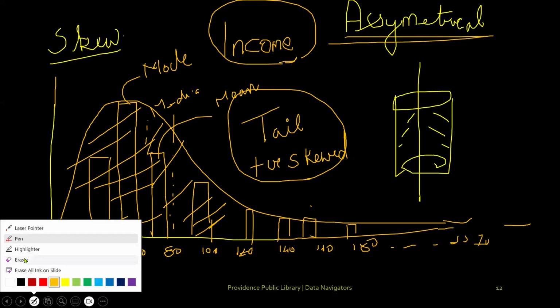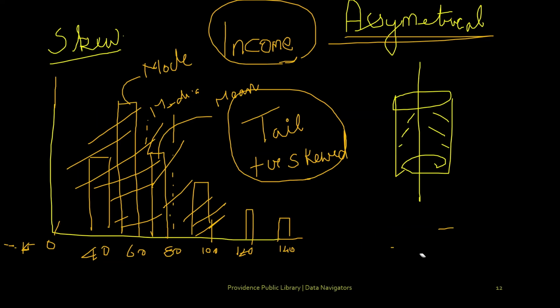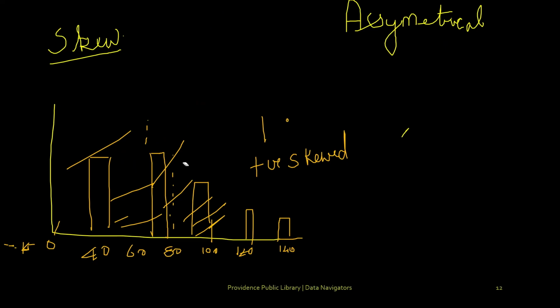Okay. What about the next one? You would have imagined, right? When the tail is on this side, it is negatively skewed, correct? We'll see one more example for that. First, let me remove this. Yeah, write this: the income example is best for positively skewed.